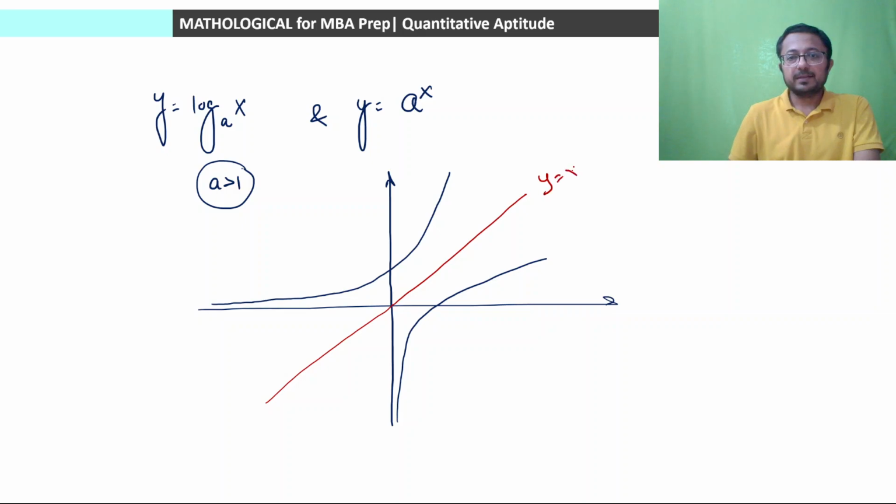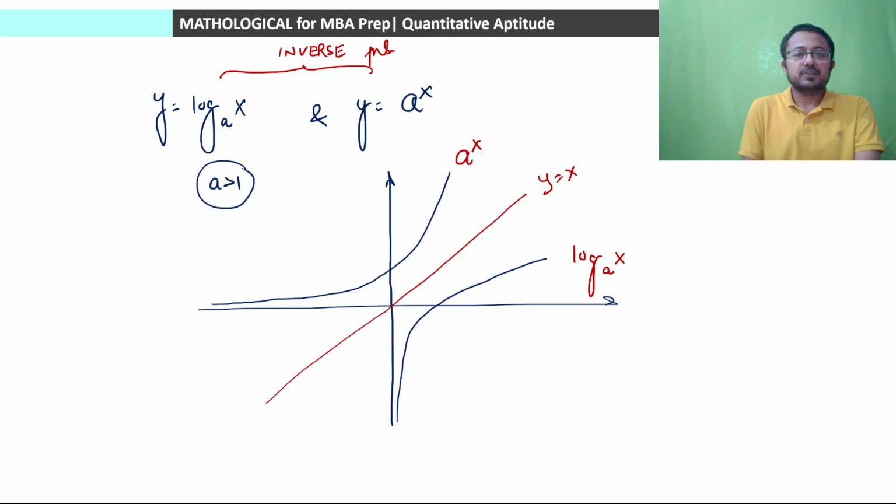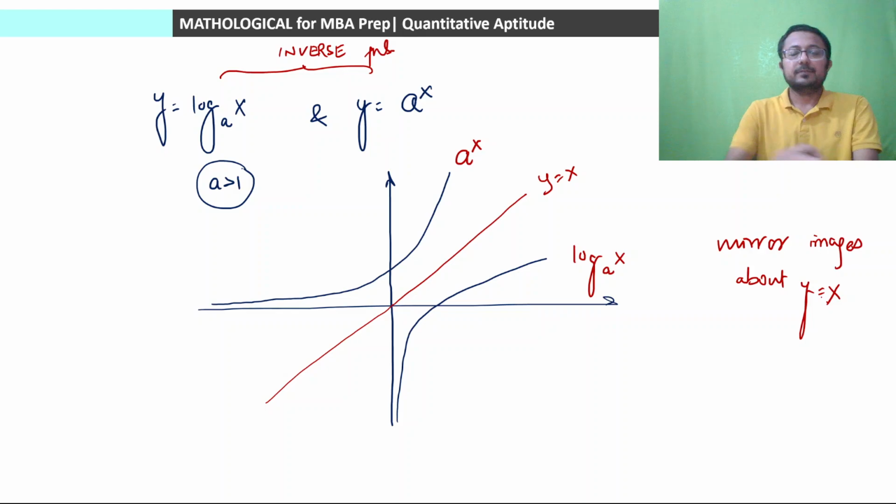This is the line y equal to x, and this is the graph of log of x on the base a, and this is the graph of a to the power x. Both the graphs are mirror images of each other because these functions are inverse functions. A logarithmic function and an exponential function are inverse functions of each other. That is why the graphs are shaped like this. Isn't it so? ठीक है, mirror images about the line y equal to x. Okay, clear है? Now let us take one question.